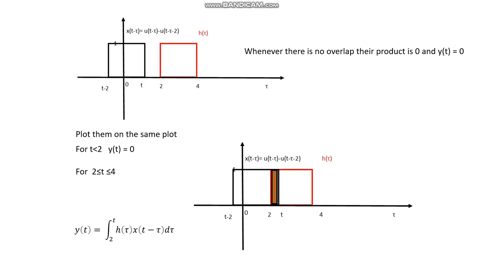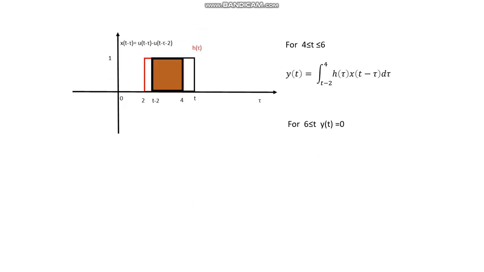Now, that's going to continue until t hits 4. Once t hits 4 and goes past 4, we're going to have a different overlap. Again, the black rectangle shifted further to the right, and now the overlap is between t minus 2 and 4. And that continues until t minus 2, the left end of this rectangle, hits 4, which means that t has to be 6. So for t values between 4 and 6, we have this overlap, and this gives us the new integration limits of t minus 2 to 4. And that's the second part of the convolution integral.